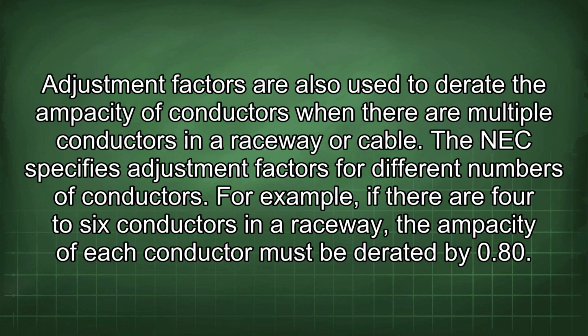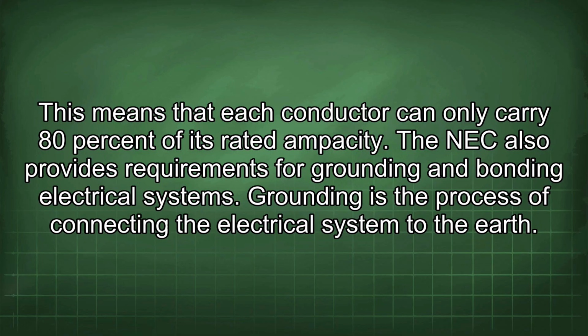Adjustment factors are also used to derate the ampacity of conductors when there are multiple conductors in a raceway or cable. The NEC specifies adjustment factors for different numbers of conductors. For example, if there are 4 to 6 conductors in a raceway, the ampacity of each conductor must be derated by 0.80. This means that each conductor can only carry 80% of its rated ampacity.